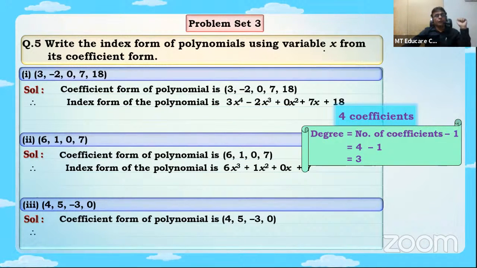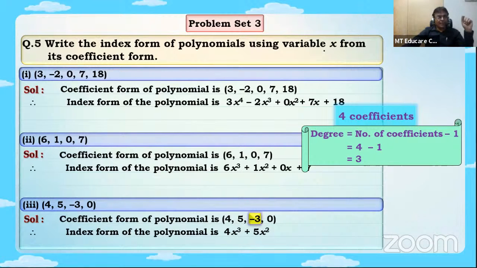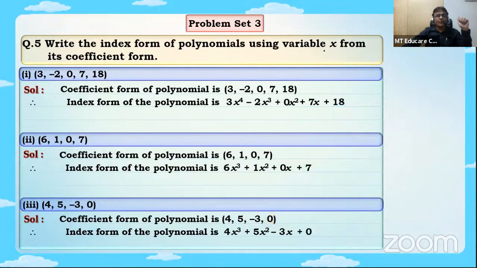3. Chalo, 4x raised to 3 plus 5x raised to 2 minus 3x raised to 1 plus 0. Don't forget that last wala 0. Huh? Got it? Chalo. Now I'll just give you 1 minute. Go through it. Those who got it wrong, just rectify. Those who got it right, all three, just put a tick mark over there.